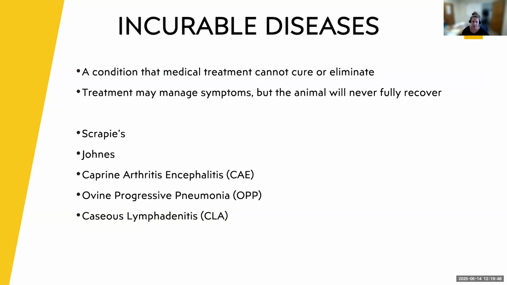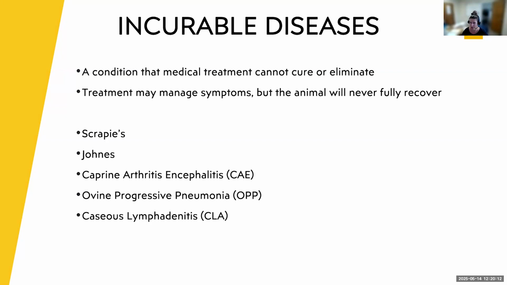So next I'm going to move into some of the more common incurable diseases. So these are conditions that medical treatment cannot cure or eliminate. So once an animal has this, they're going to have it. There's no way to remove it from their body after it's there. Some treatment can manage their symptoms, but the animals will never fully recover.